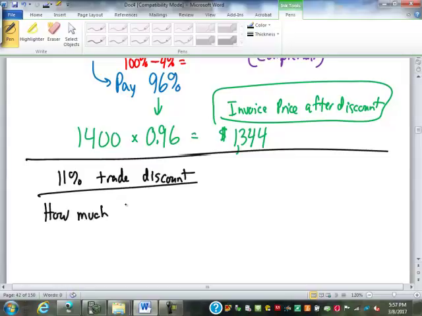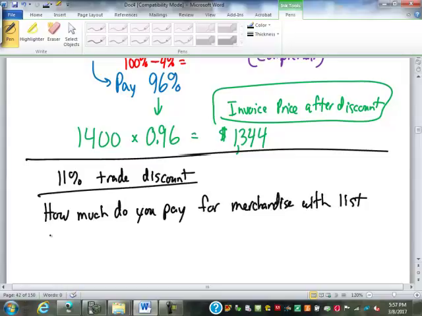So in your notes, how much do you pay for merchandise with a list price of $860? Go ahead and figure that out for me quick.